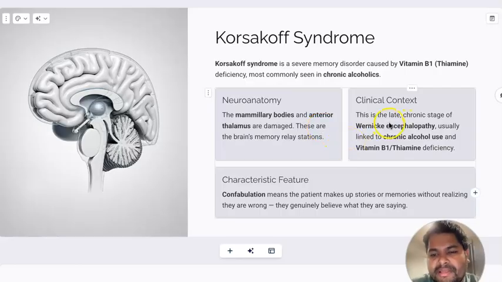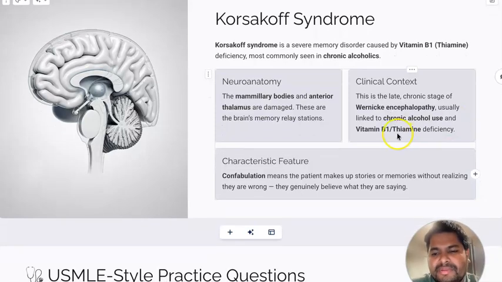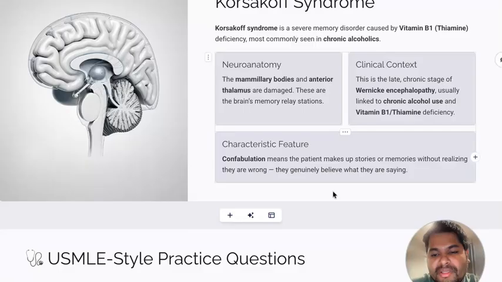Clinical context: Korsakoff syndrome is the late chronic stage of Wernicke encephalopathy, and again it's seen in chronic alcohol use and vitamin B1, or thiamine, deficiency. A characteristic feature of Korsakoff syndrome is confabulation, meaning the patient makes up stories or memories without realizing that they are wrong. They genuinely believe what they are saying.